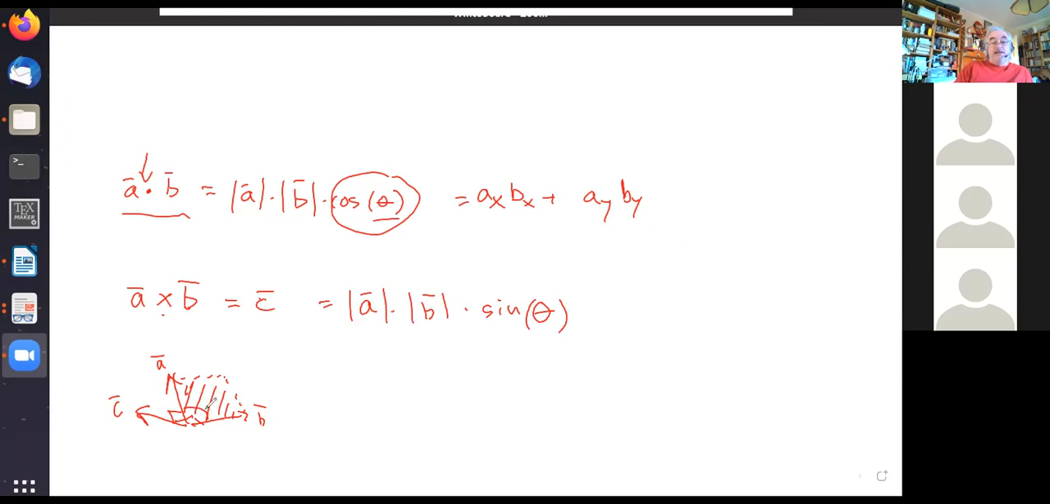If the angle is 90 degrees, then sine of it is 1, so then it's just a rectangle. That seems to be okay. If the angle is 0, sine of 0 is 0, so the area spanned by two collinear vectors is of course 0. This seems to be correct, yes.